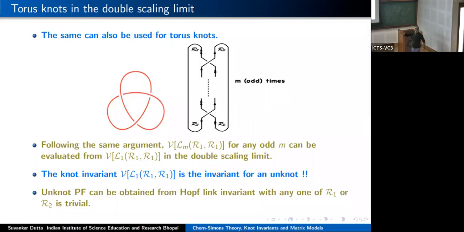Okay, with the same argument that I have given you, that the f function has the property that f of m comma lambda equals f of 1 comma lambda by m. With the same argument, you can calculate such things.